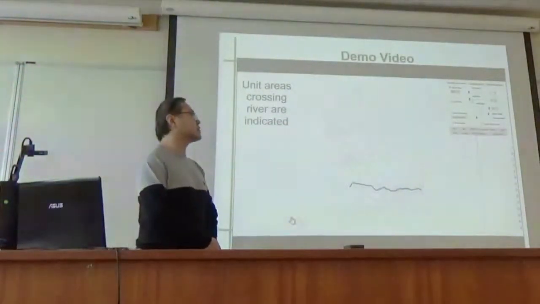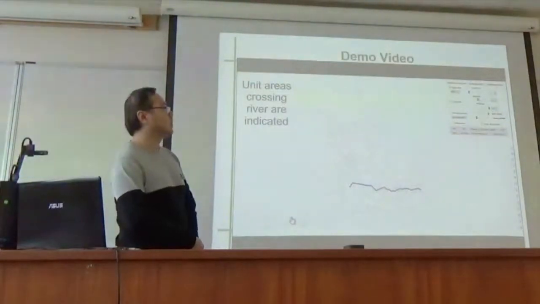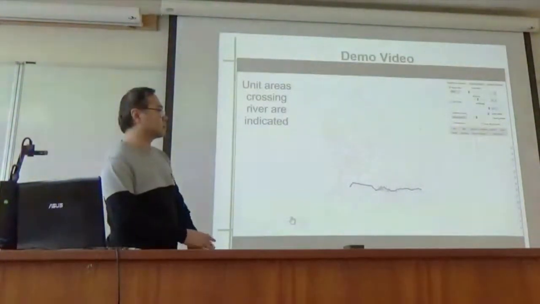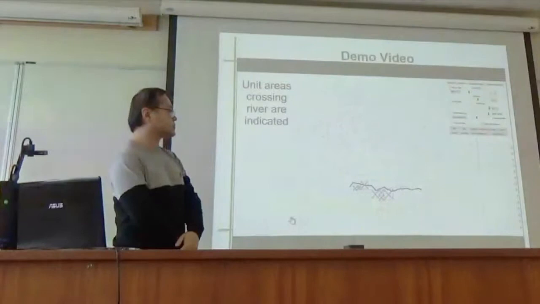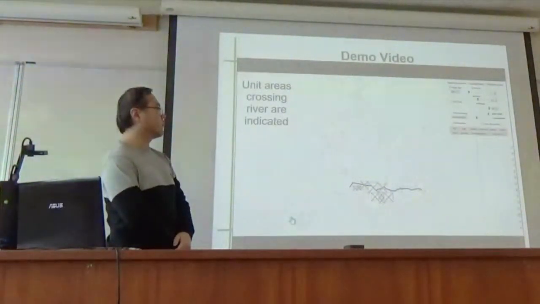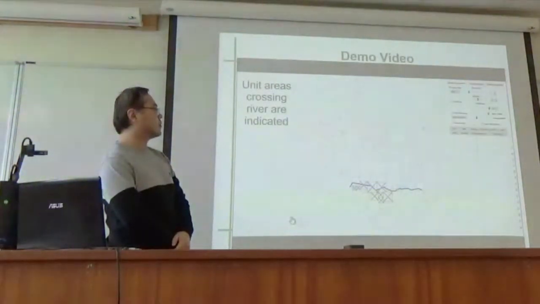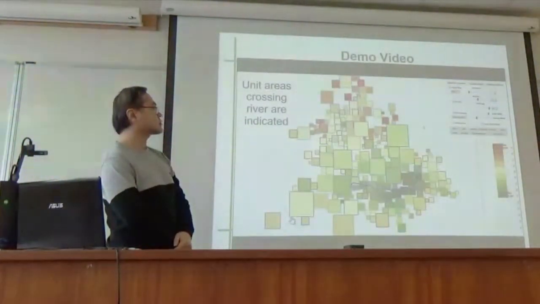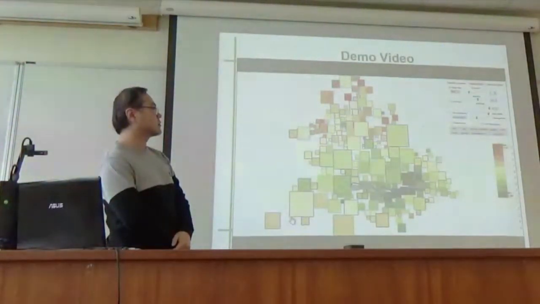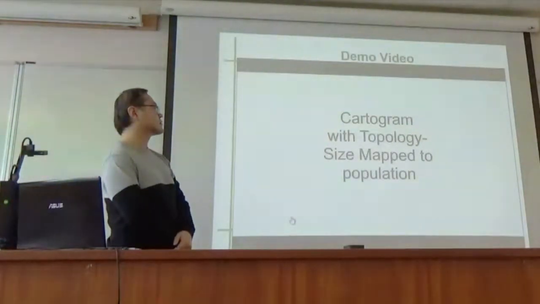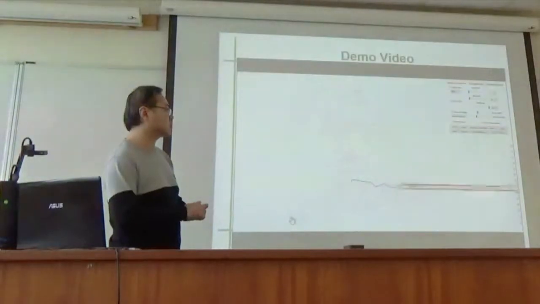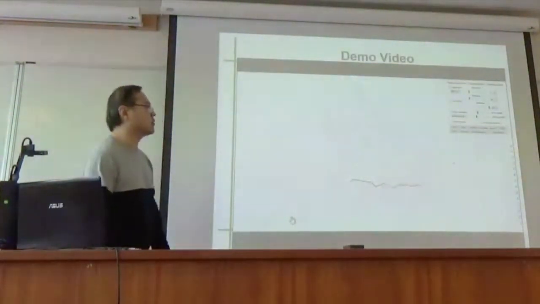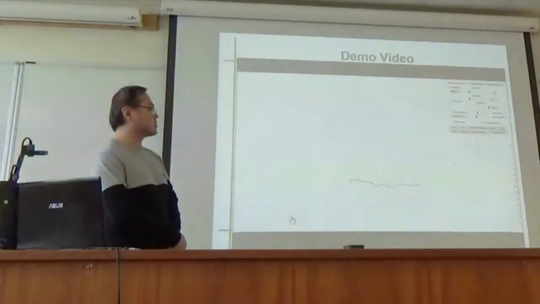In this case, the size of the region is mapped to the population. First, without the topological preservation algorithm, you can see there are some errors there. With the topological preservation algorithm, the red line is pushing its neighbor, and there are no errors.